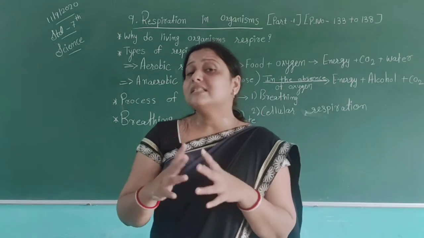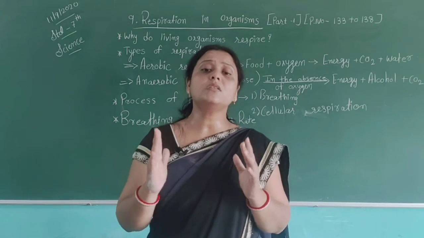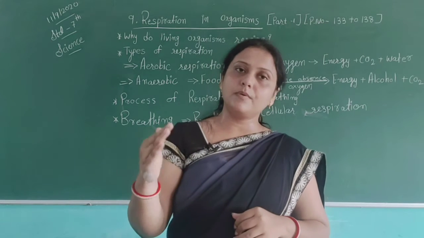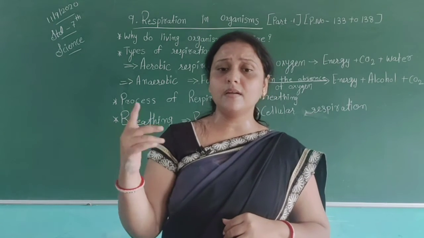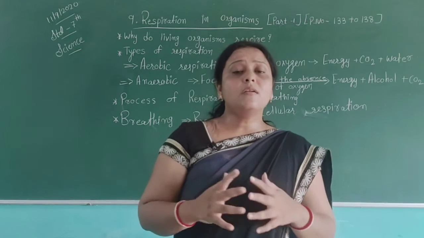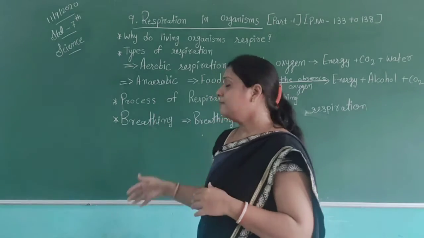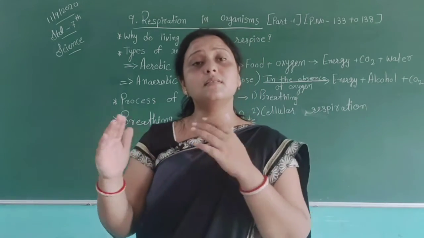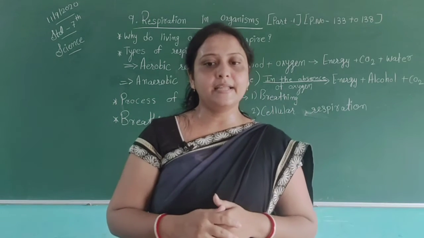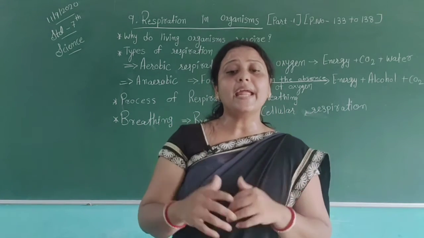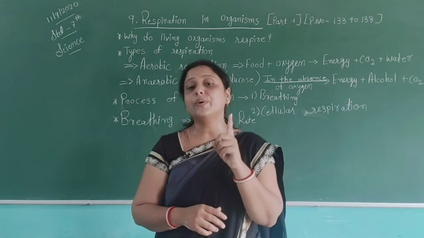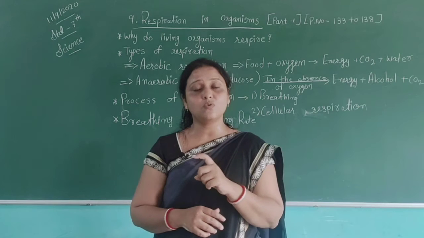Breathing rate. What is a breathing rate? The number of times a person breathes in a minute. The number of breaths a person takes in a minute is termed the breathing rate. For a normal individual, the breathing rate differs from person to person. A normal rate is 12 to 18 times per minute. For 1 minute we breathe 12 to 18 times, but it is not the same in all conditions.